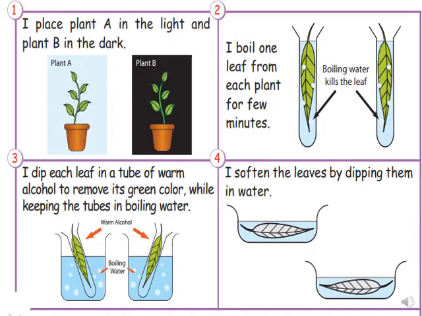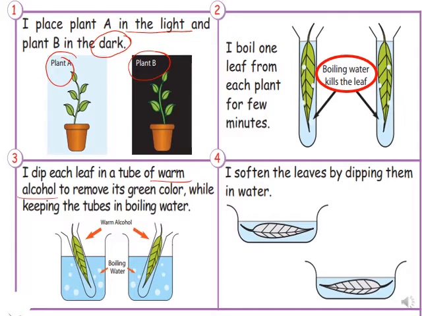So here we have this experiment. We have two plants A and B. Plant A was placed in light, plant B in darkness. In the second step, we boil one leaf from each plant, one leaf from plant A and one leaf from plant B. Boiling water kills the leaf. Then we dip each leaf in a tube containing warm alcohol.